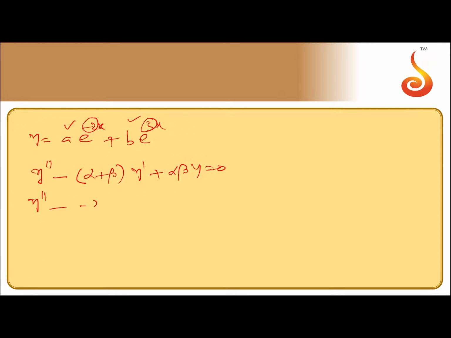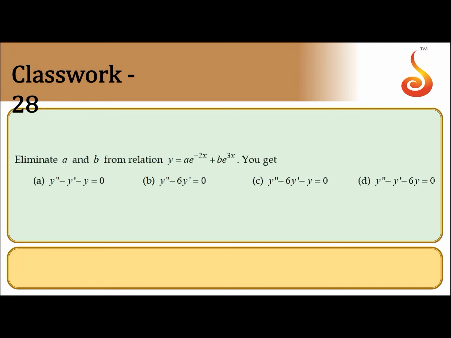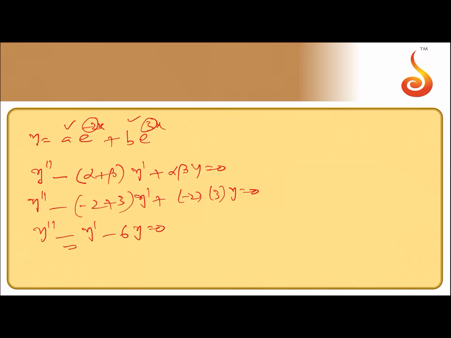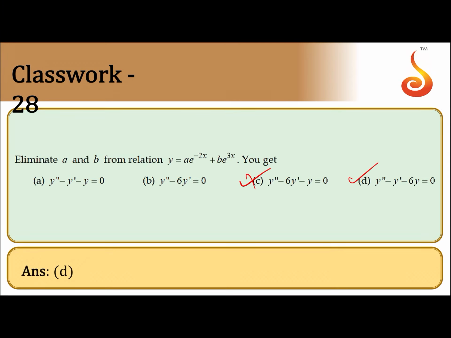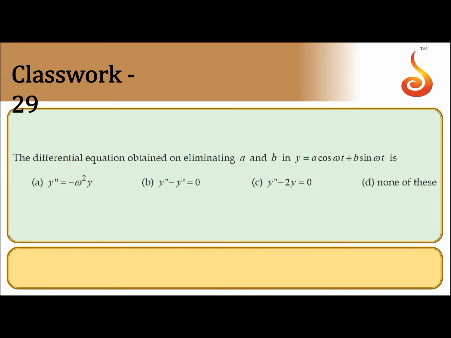So the given differential equation is y double dash minus minus 2 plus 3 multiplied by y dash plus minus 2 into 3 into y is equal to 0. So the answer is y double dash minus y dash minus 6y is equal to 0. So the answer is y double dash equals 6y plus y dash. Yeah, wait a minute. Yeah, minus y dash. Minus y dash means option D only is correct.